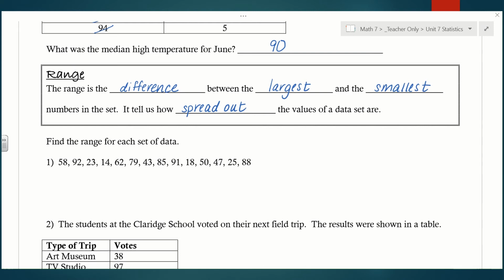So that's the purpose of finding the range of a set of data. Okay, so in number 1, we have to figure out what the largest and the smallest numbers are in this set of numbers. Okay, so I think it looks like 92 is my biggest number. And it looks like 14 is my smallest. So if I subtract those two numbers, I'm going to get a range of 78.